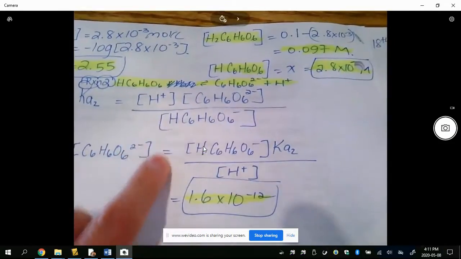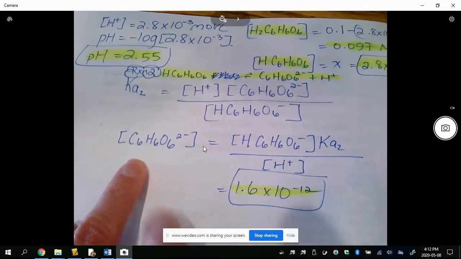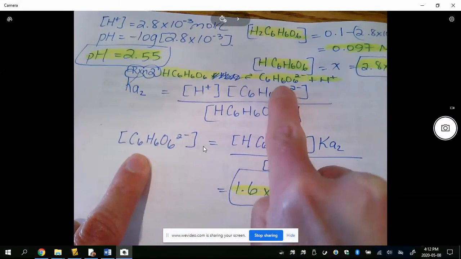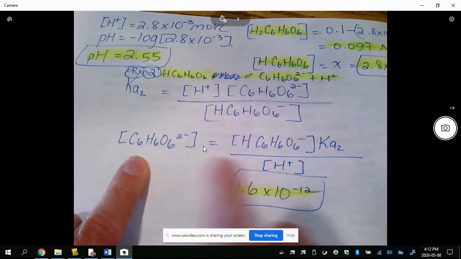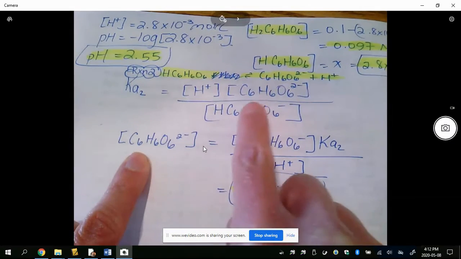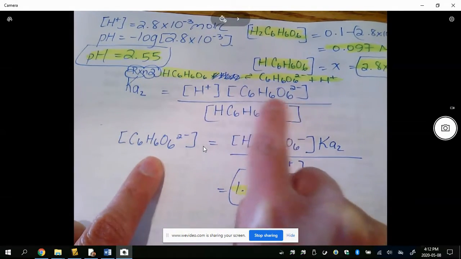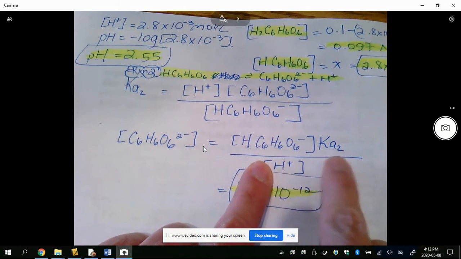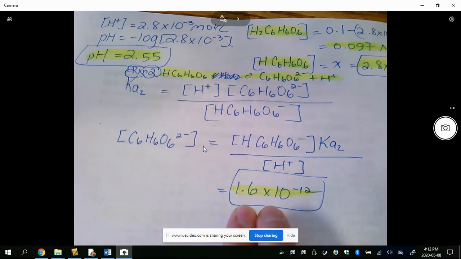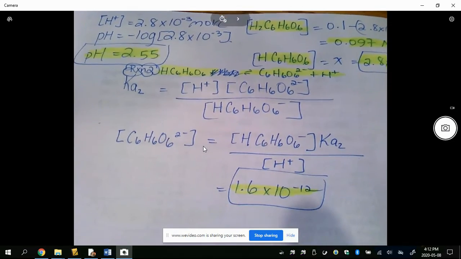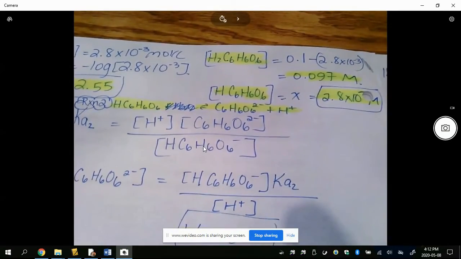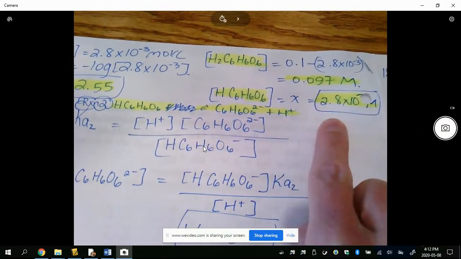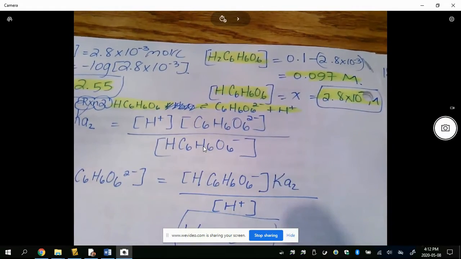Let's say they asked us to solve for the concentration of the last conjugate base, right here. This is just taking it one step further and showing you how to do that. So the conjugate base here, I'm isolating for it in this expression. I take this and multiply by Ka2 and divide by this, and you should get that. Then you just plug in your final concentrations according to your ICE charts.